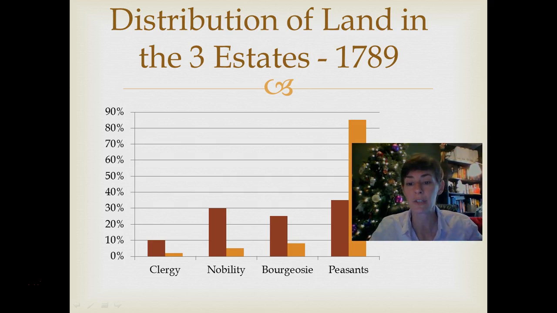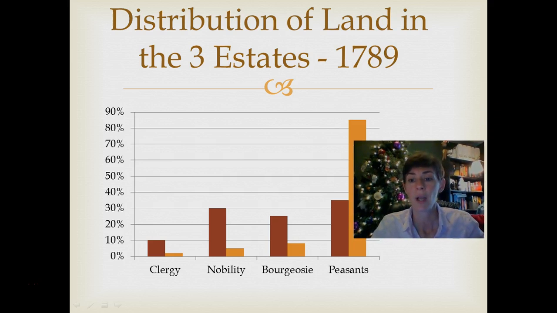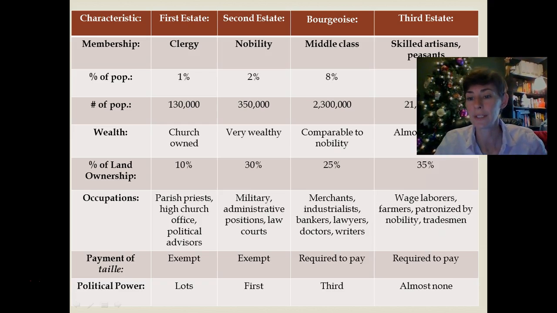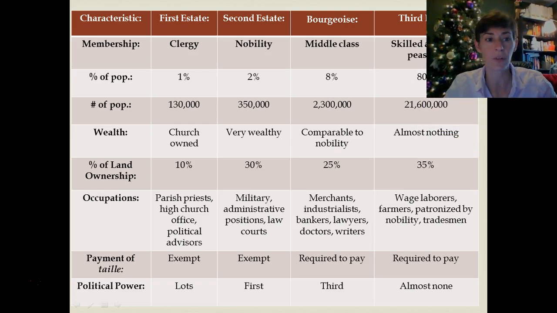Okay, so land versus population. This is a good visual of why there were so many problems. The clergy had much more land relative to their population, as did the nobility, as did the bourgeoisie. And then you get to the peasants who are like, what? Their land to population distribution was completely uneven relative to the other three sets of folks on this graph.